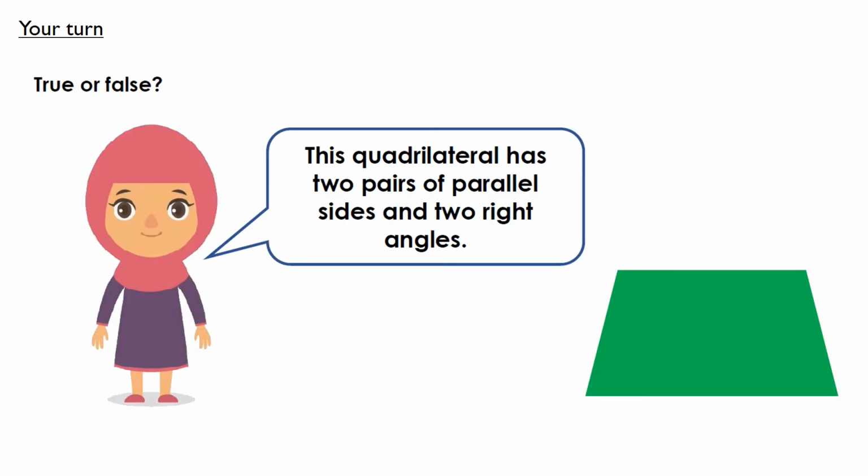So Year 5, here's your first little task. Read the statement from the little girl and decide whether you think it is true or false. The statement says, this quadrilateral has 2 pairs of parallel sides and 2 right angles. Is that true or false?